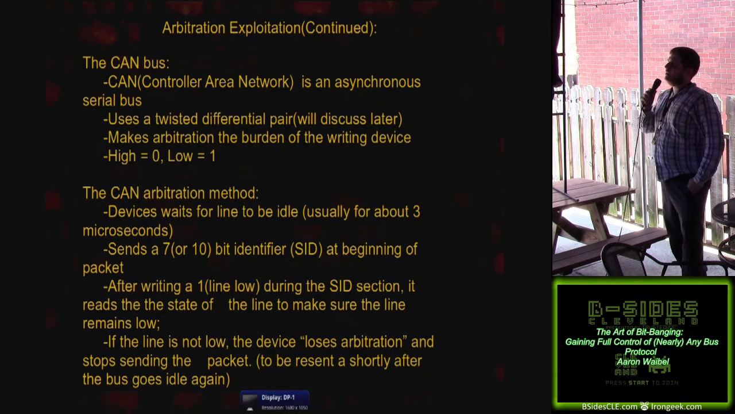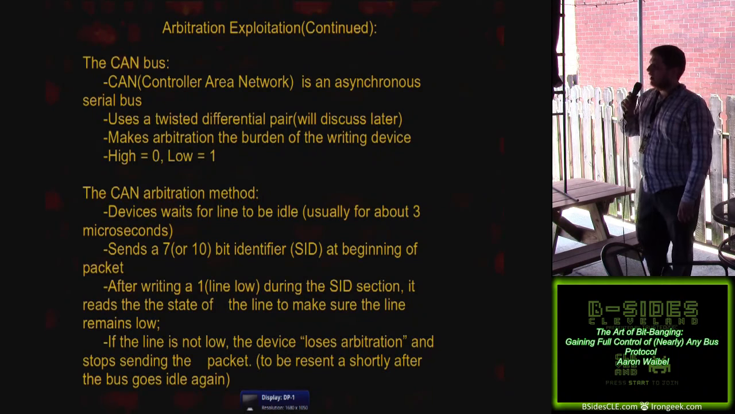One of the neat things about that is that after that arbitration period, it's not generally supposed to detect that. So you can just change the line. As long as you wait till after the arbitration field has been sent, you can toggle the lines up or down to change bits in the packet that's going out.